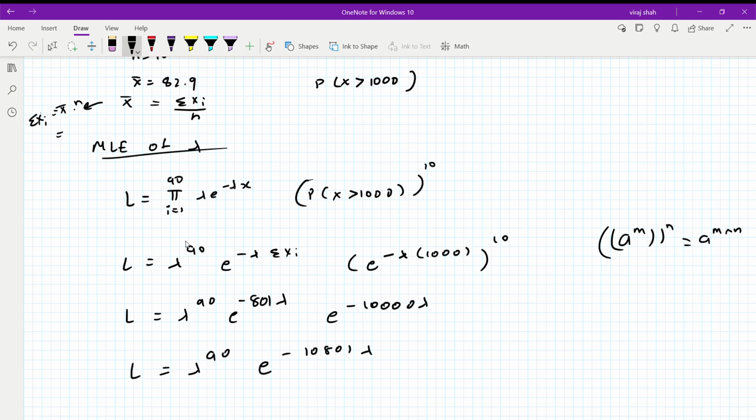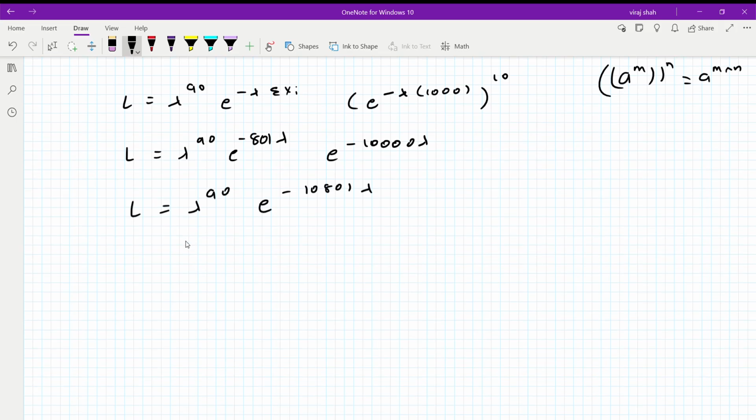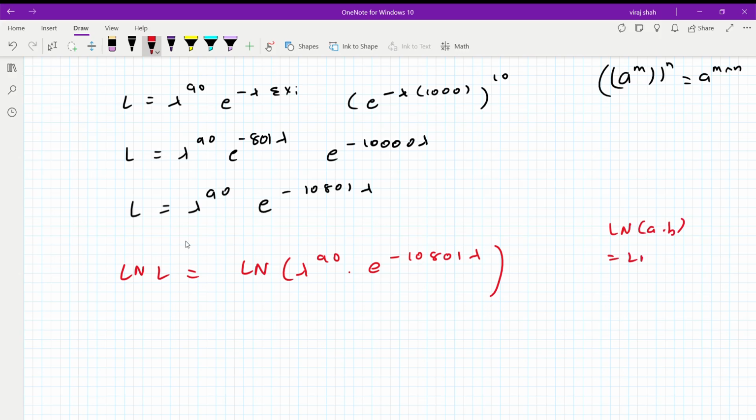Okay, let us do the second step. The second step is taking log on both sides. So log L is equal to log of lambda raised to 90 into e raised to minus 10801 lambda. What is the formula for log of a into b? Log of a plus log of b.